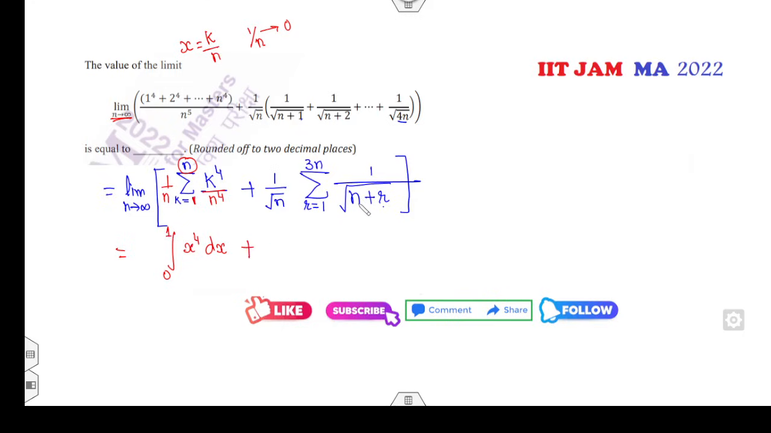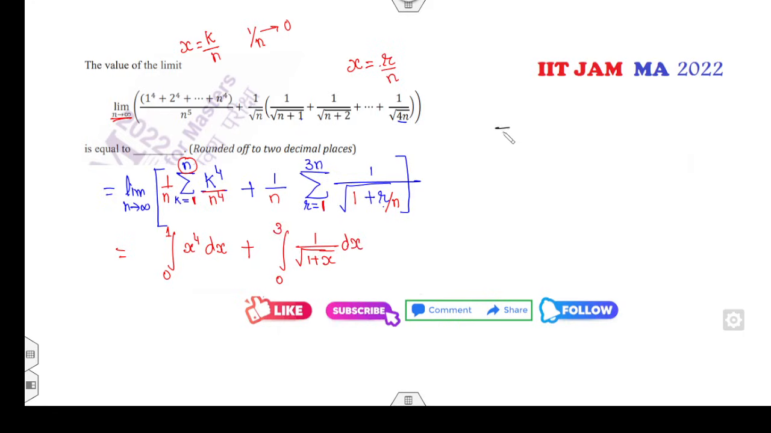Plus I can take root n as a common factor. Fine. So once you take root n common, that number will be n. So this limit will be 1 plus x. Can you find the limit? When r is equal to 1, then your x will be 1. So 1 over n is 0. When you take 3n, the limit will be 3.